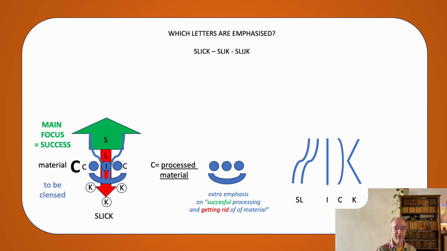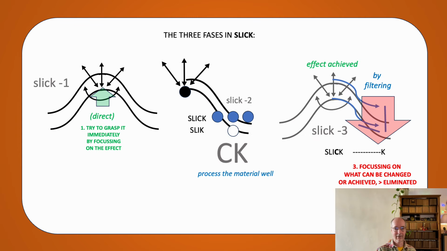And with the C, it's the C which is important. So it is the material. In this case, it is important that there is a material that we get rid of, what we are cleansing, so that at the end effect, we will have success in it. So we got rid of the material, it's a successful processing. Now we are slick, it's slick. That's the way we make the difference.